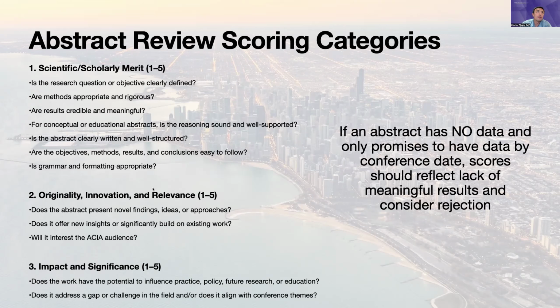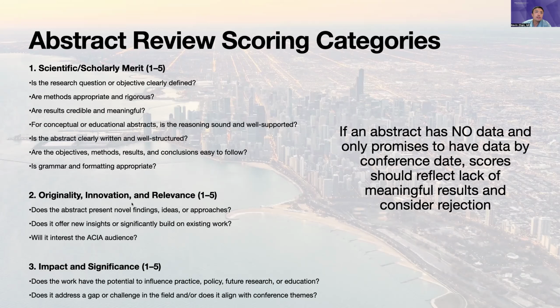Here on the right side, it says if the abstract has no data and only promises to have data by the conference date, your score should reflect lack of meaningful results and consider rejection. For conceptual and educational abstracts, is the reasoning sound and well supported? Is the abstract clearly written and well structured? Are the objectives, methods, results, and conclusions easy to follow? Is the grammar and formatting appropriate? These are pretty straightforward, I would say.